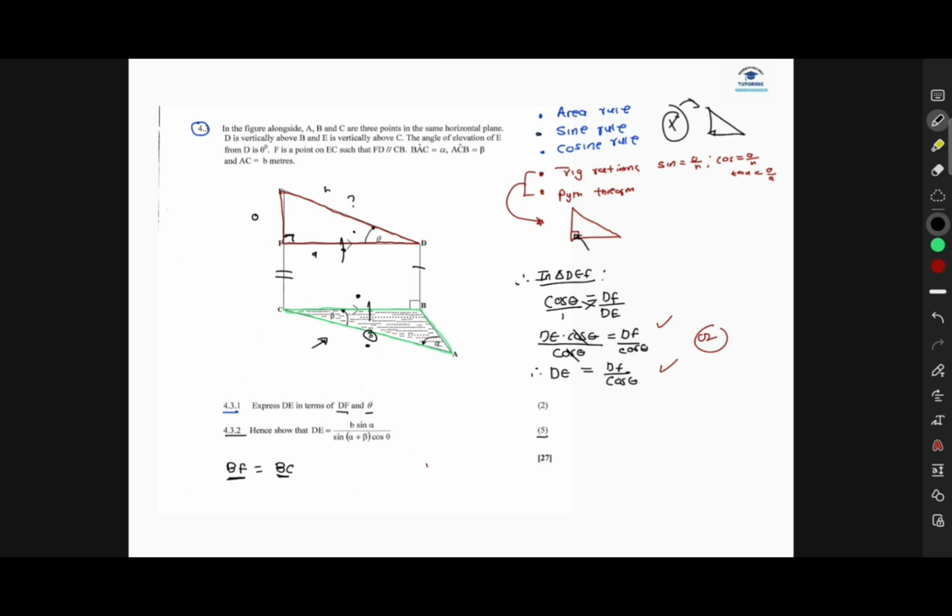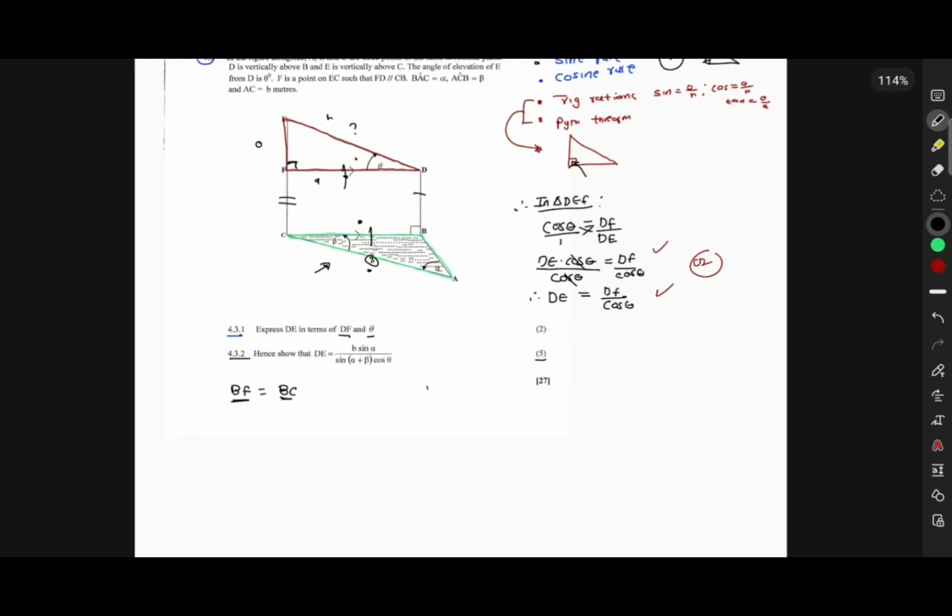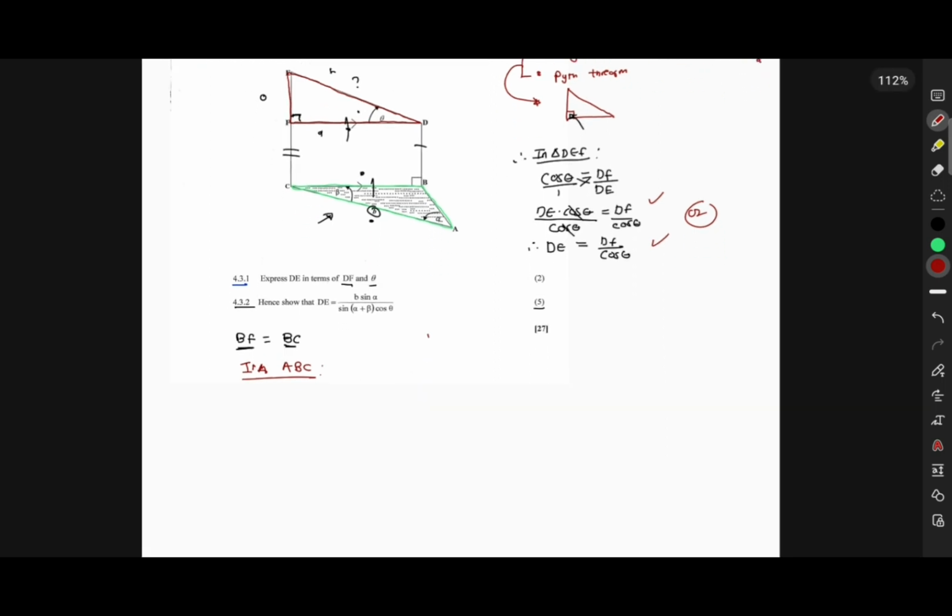You must go for the cosine rule if your expression involves the surd form or the squaring part. But in this case, you need just to use the sine rule, unless it is stated otherwise to use the area rule or cosine rule. In triangle ABC, I'm going to apply the sine rule, right?